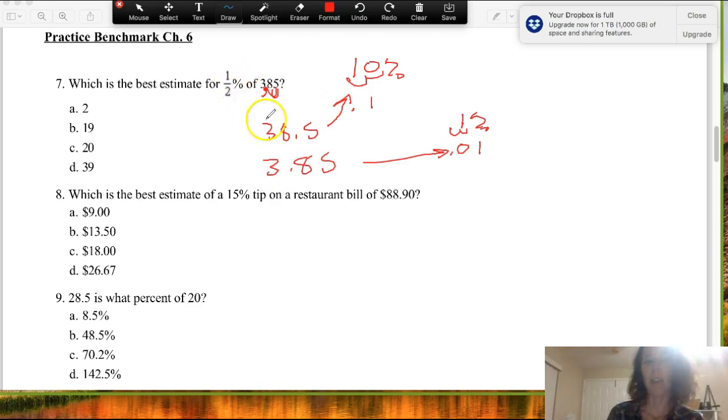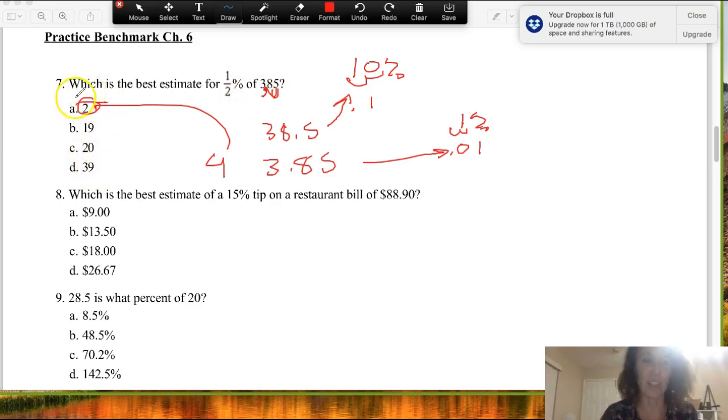If I want half of that, so think of this, 385, that's about 4. Half of a percent would be half of the 1%. This is 1%, I want half of it. So if I have about 4, half of it is about 2. And think of it logically, if I want half a percent, not even a whole percent, half a percent of 385, well, it's going to be a pretty small number. And if you look at these choices, 2 is the only really small number.